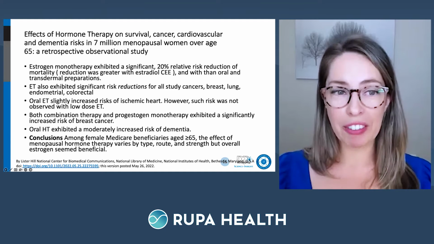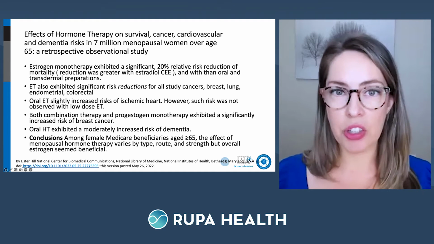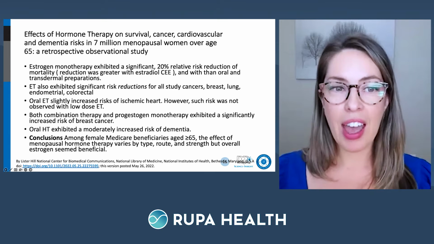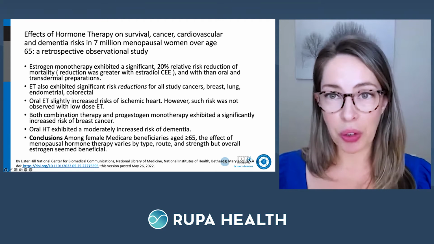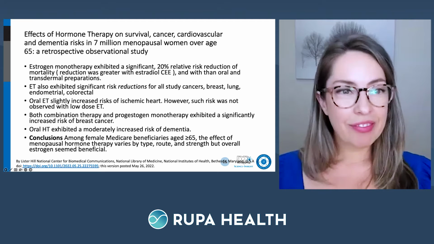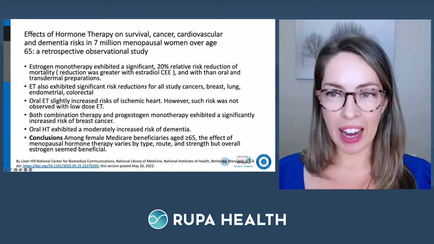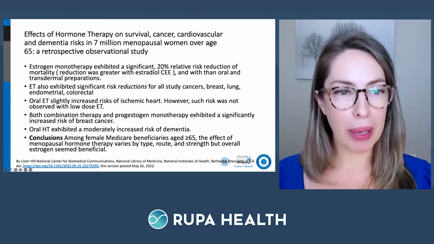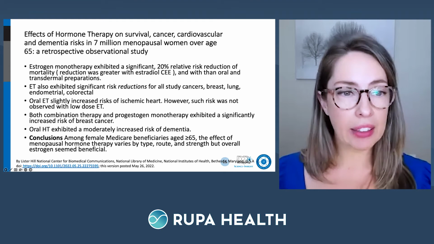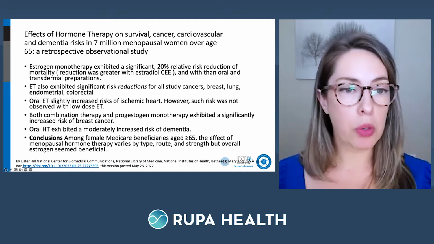They're also showing from this study of 7 million women risk reductions for all of the cancers they studied in this paper: breast cancer, lung, endometrial, and colorectal, all of those. So very interesting, very different than the 2002 big scare of, okay, stop prescribing estrogen, stop prescribing hormones. Oral estrogen showed a slight increased risk of ischemic heart disease, but not observed if that was a low dose.